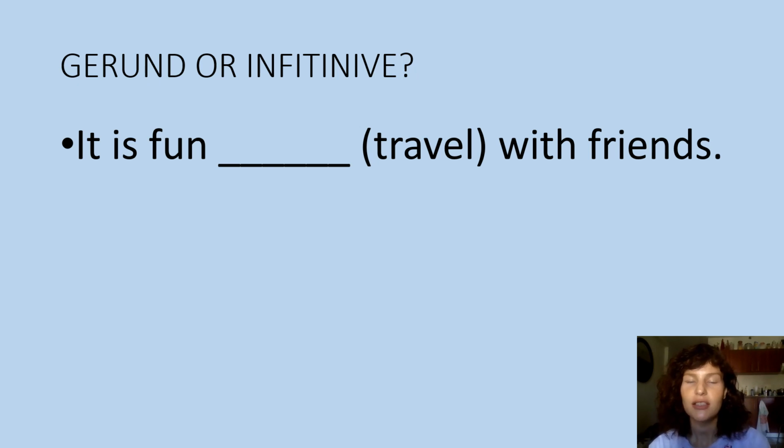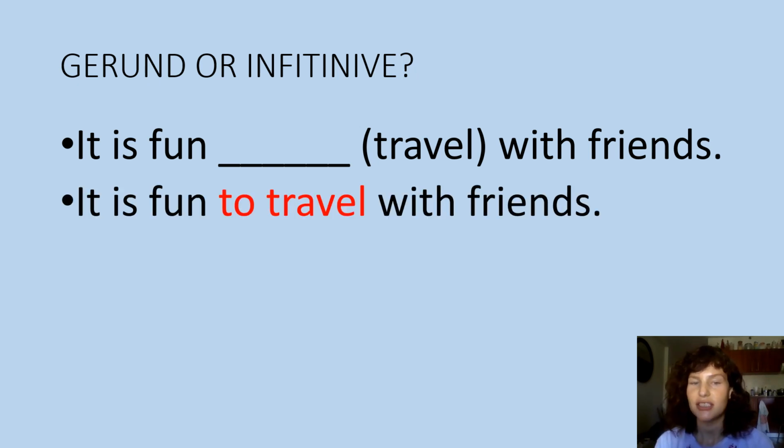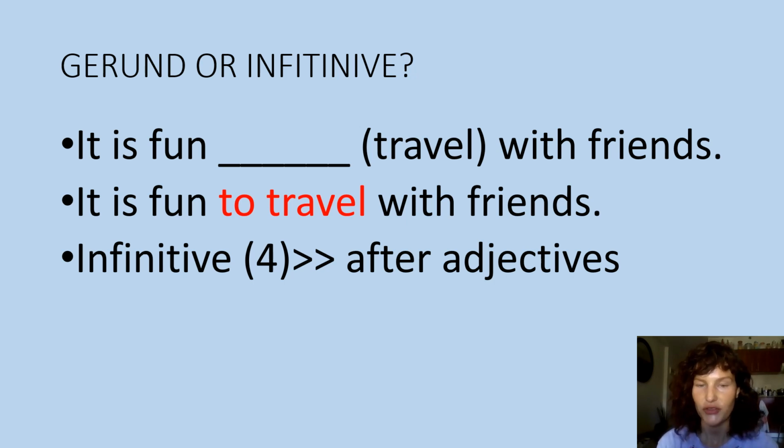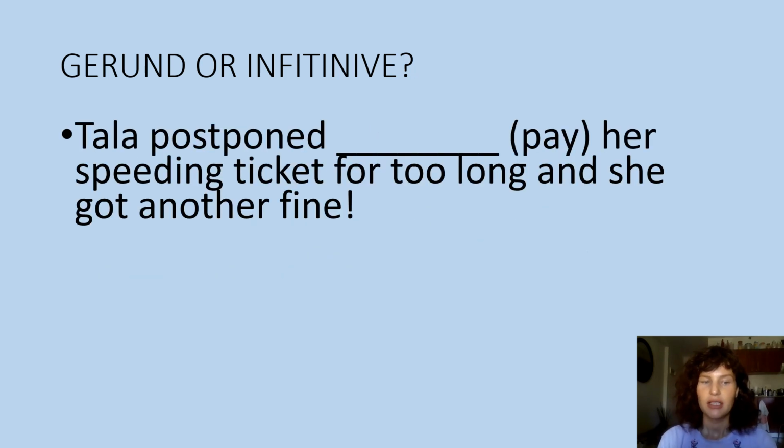Okay, it is fun with friends. What do we have here? What part of speech is fun? Fun is an adjective, so I would use it is fun to travel with friends, right? After adjectives, number 4.